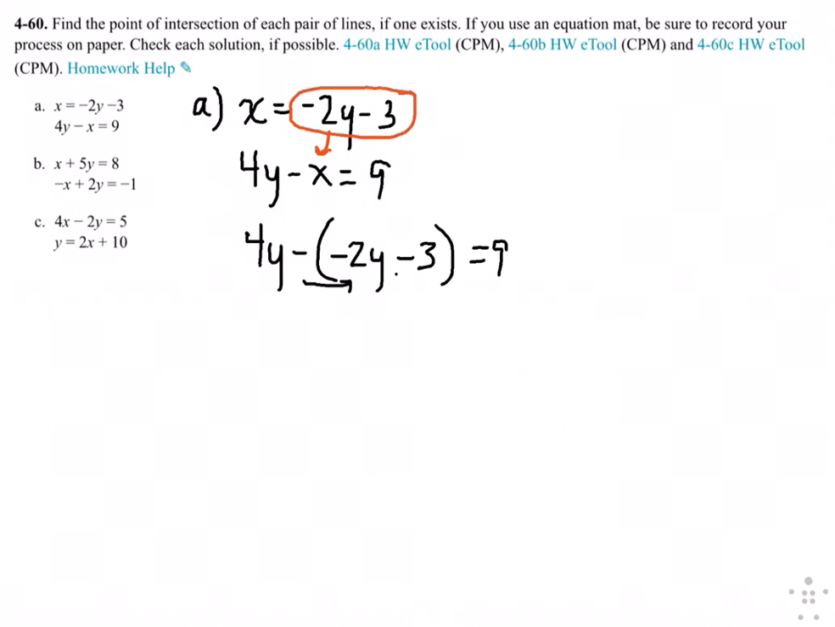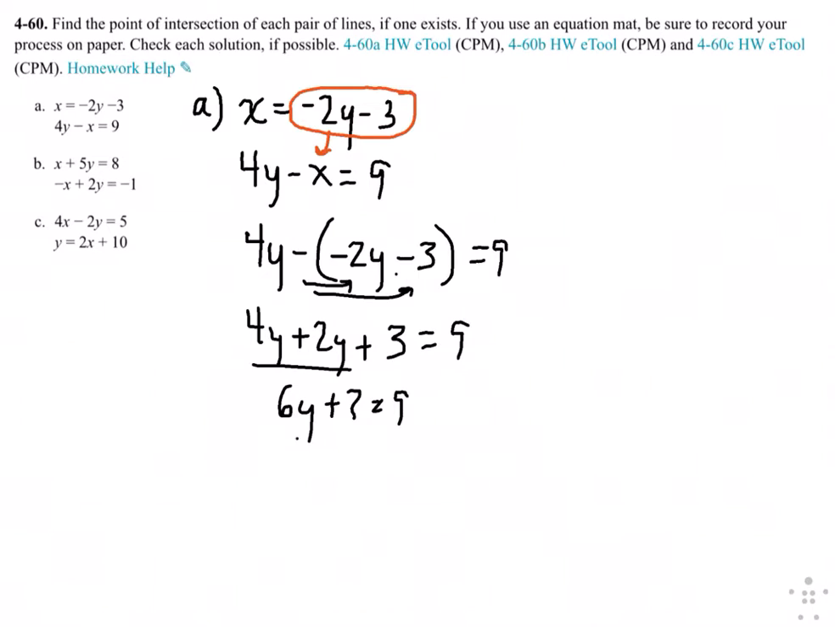So we distribute this negative in, right? So we get 4y plus 2y plus 3 equals 9. So 4y and 2y is 6y plus 3 equals 9. Subtract 3, 6y equals 6. So y equals 1. And then we come up to here and solve for x.